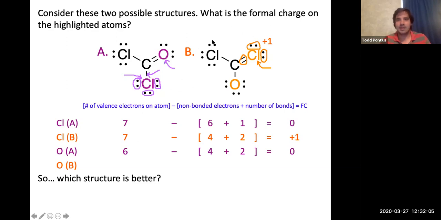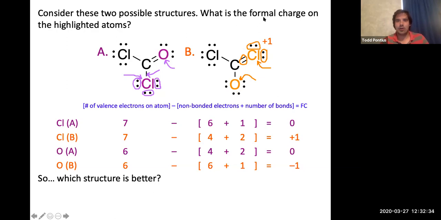So then that leaves us with one more, which is this oxygen right here. This oxygen, like any oxygen, is in group 6, and it's got 6 non-bonded electrons and 1 bond, which gives us -1.